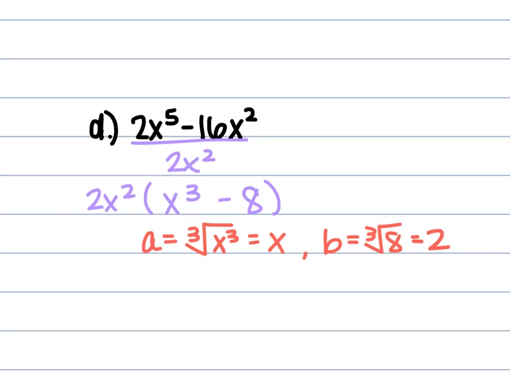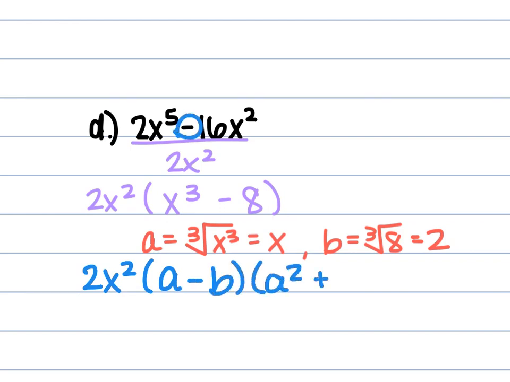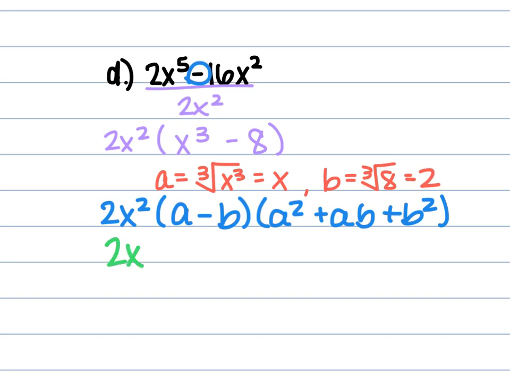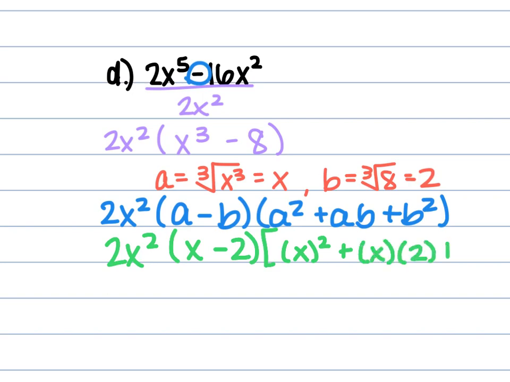So now use your formula. Remember about that 2x squared. We're going to have 2x squared times a, our sign is negative, minus b, times a squared plus ab plus b squared. So now fill in. We have 2x squared, that's not going to change, times a, which is x, minus b, which is 2, times a squared, so that's going to be x squared, plus a, which is x, times b, which is 2, plus b squared, which is 2 squared.